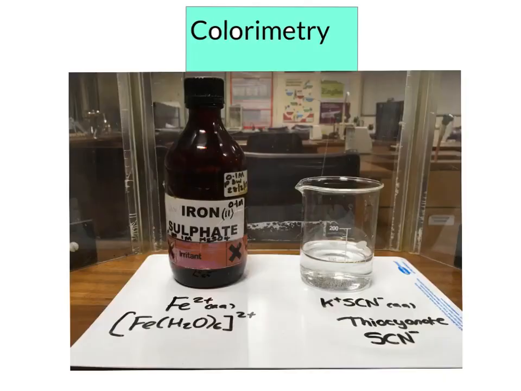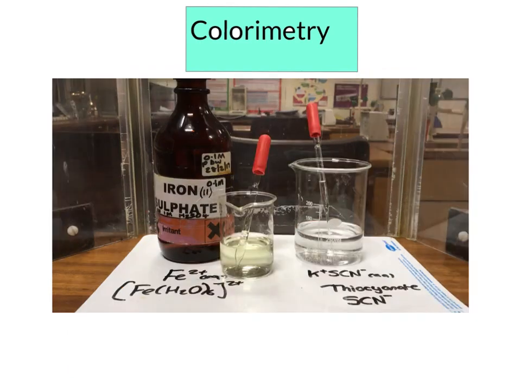In this section, we're going to look at the idea of colorimetry. So before we do that, yesterday I was in the lab and I took some iron 2 ions and some potassium thiocyanate. And potassium thiocyanate contains the thiocyanate ion, SCN-. Let's see what happens when you mix them together.